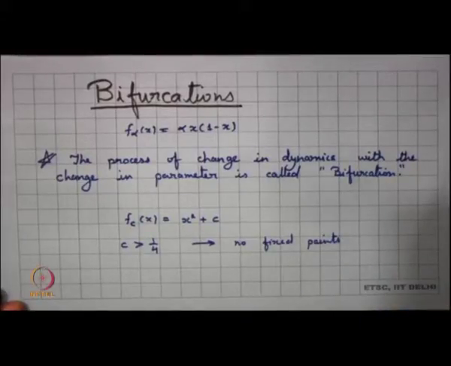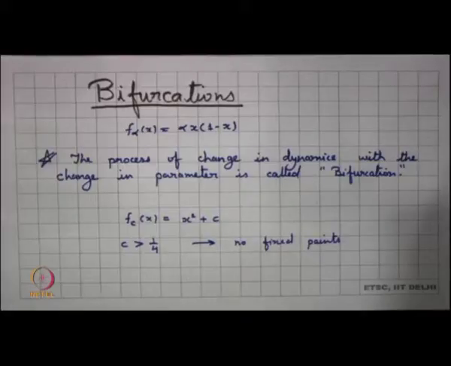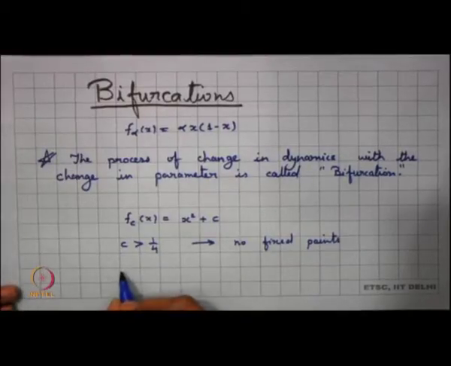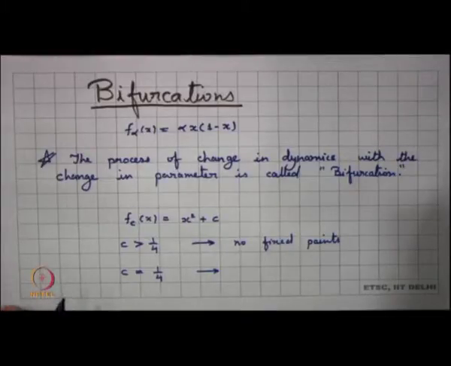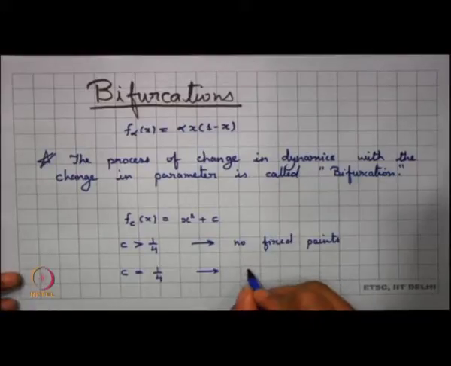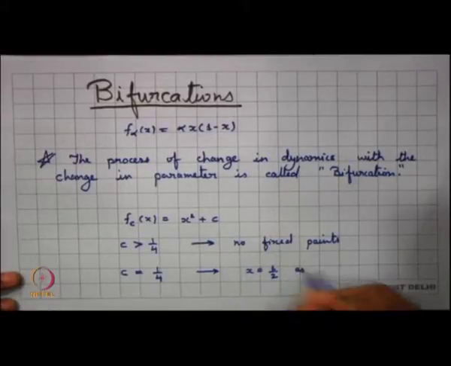A very simple exercise to check that x square plus 1 by 4 equal to x will not have any solution. What happens now when c equal to 1 by 4? So, we observe that when c equal to 1 by 4, we have exactly one fixed point here, and that fixed point is x equal to 1/2.